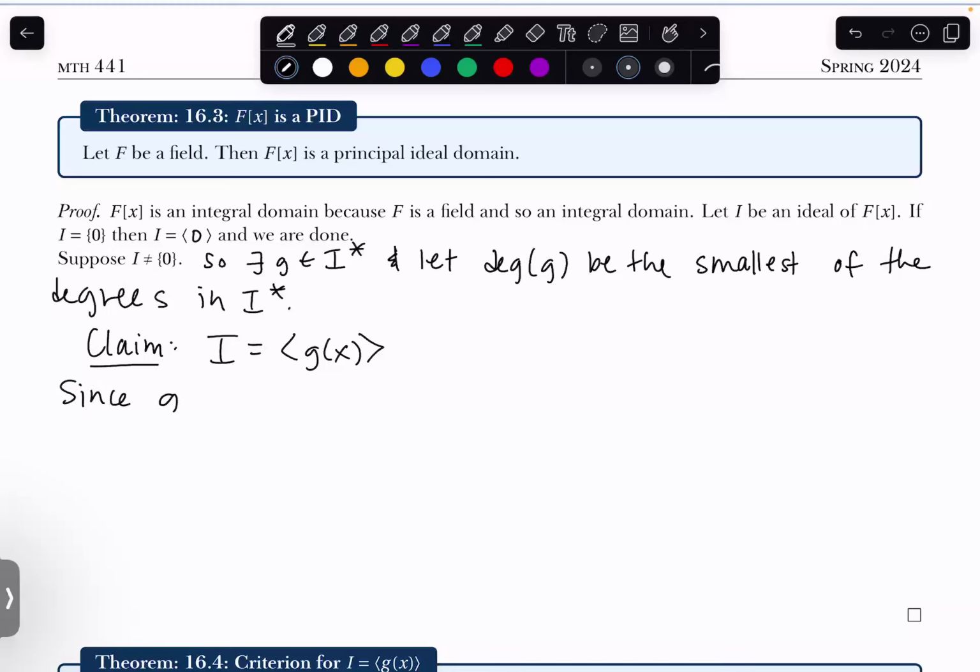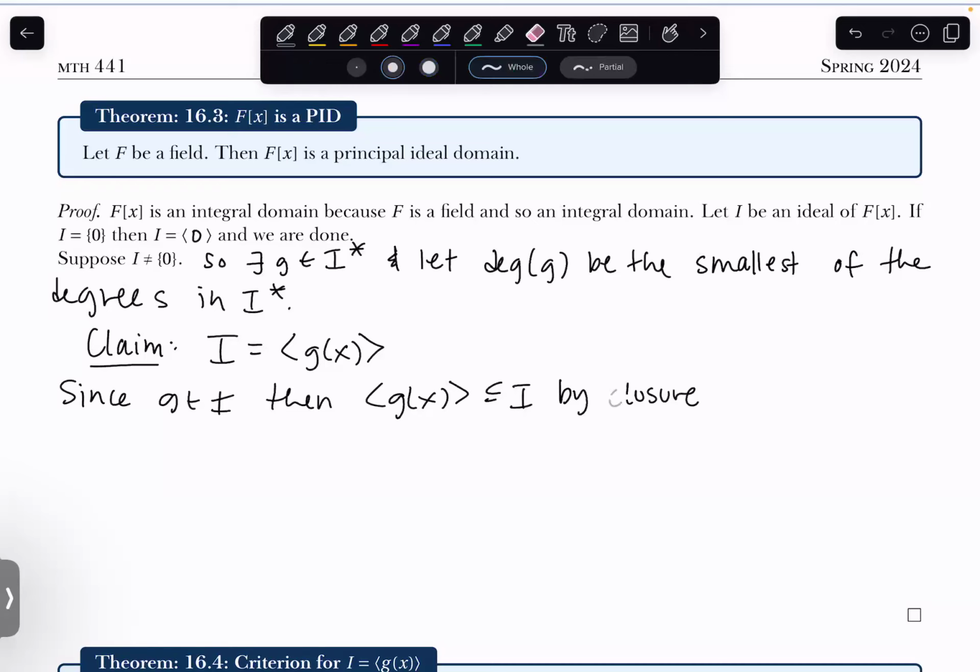Since G is in I, we get this containment, and really because I have an ideal, this is going to work. Actually, this is only because of it being an ideal. Because I know if I take something in my ideal and something outside, it has to land back inside my ideal. So this is not by closure technically, but because I is an ideal.